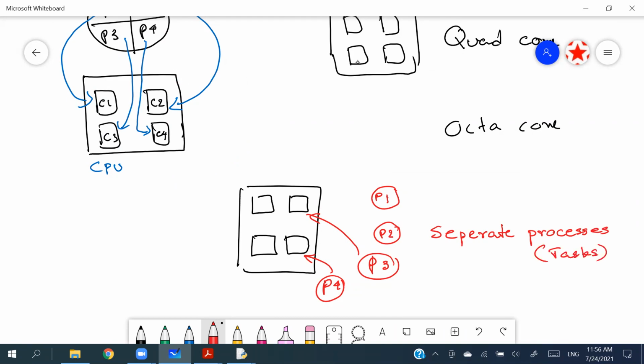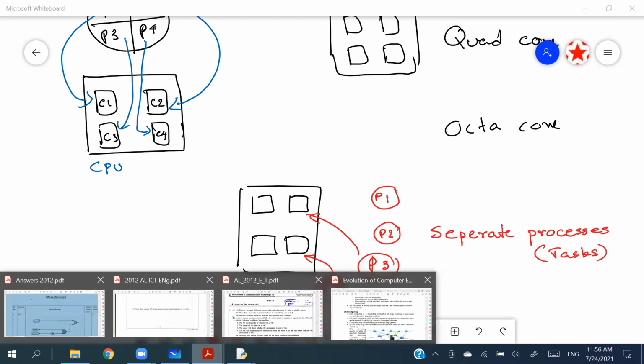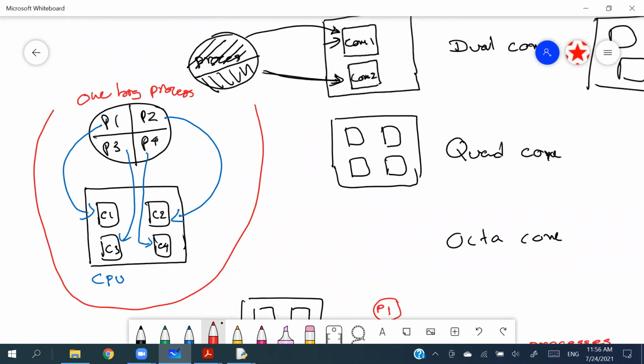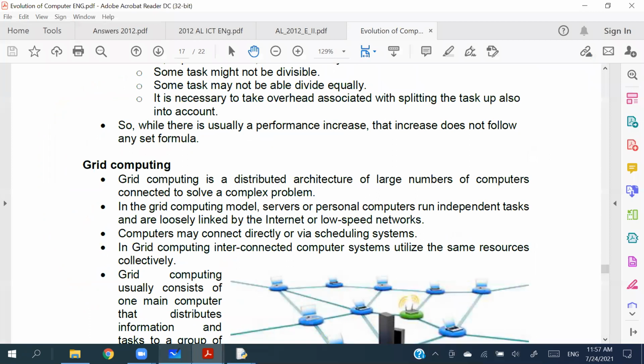But when it comes to grid computing, it goes with the pattern of this first one. But it is not talking about one specific CPU. It is talking about many different CPUs, in other words many different devices, right? So that is why it says grid computing is a distributed architecture of a large number of computers. This is the major difference.